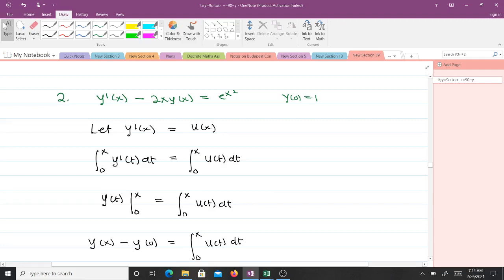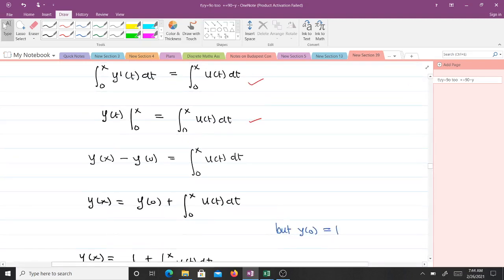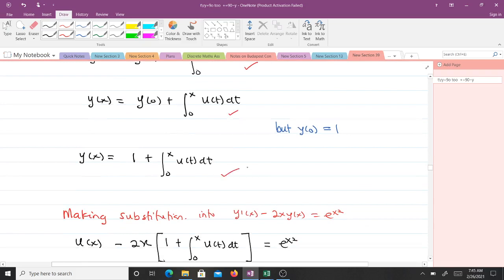So with the second example, we have a first order equation. We let y prime of x be equal to u of x, integrate both sides from 0 to x, then we change our x to t, and that gives us this. Integrating y prime of t with respect to t will give us y of t from 0 to x, and the right hand side is still the same. Putting in our limit of integration gives us y of x minus y of 0 equals the integral from 0 to x of u of t dt. Making y of x the subject gives us this. From the initial condition given, y of 0 is equal to 1, so making a substitution gives us this, and this is our y of x.